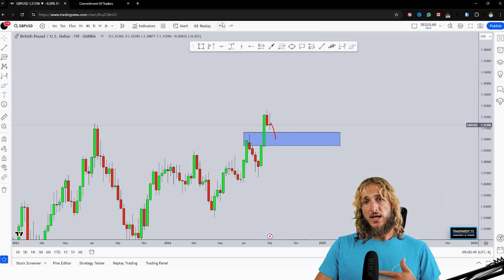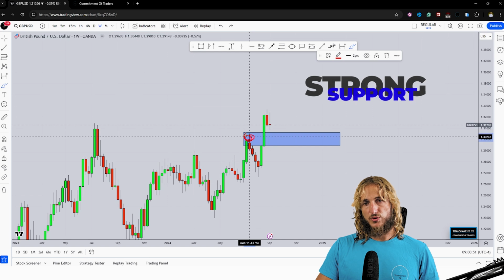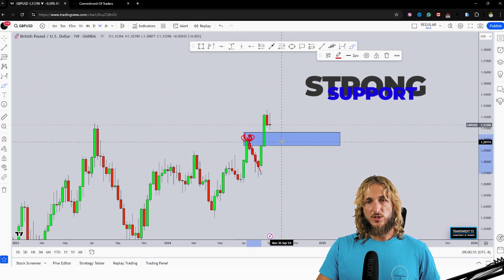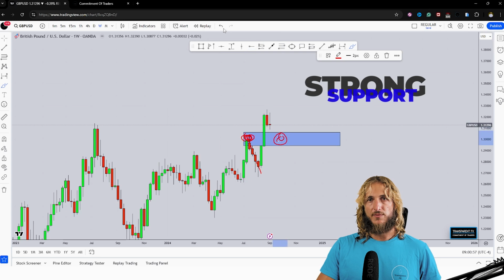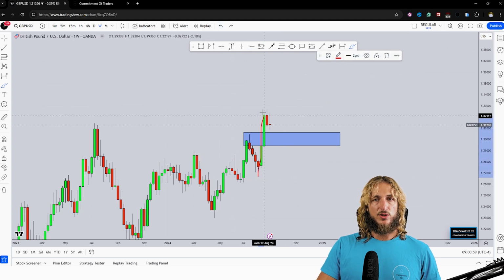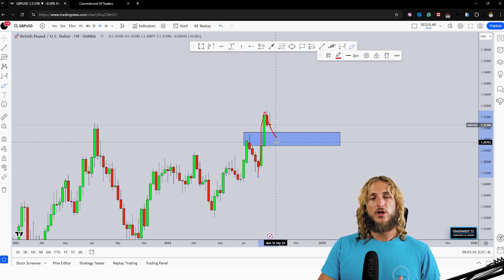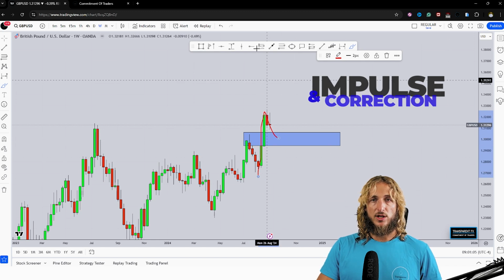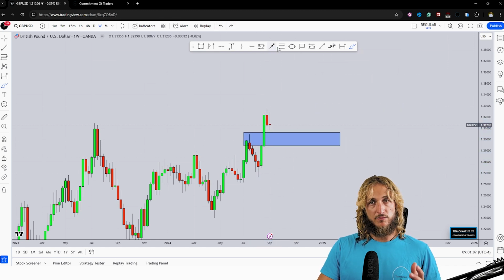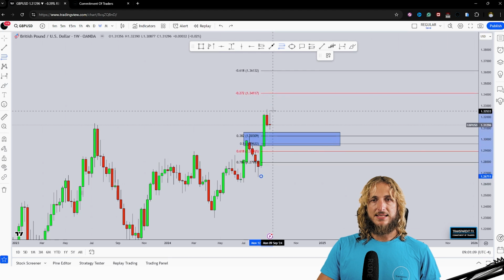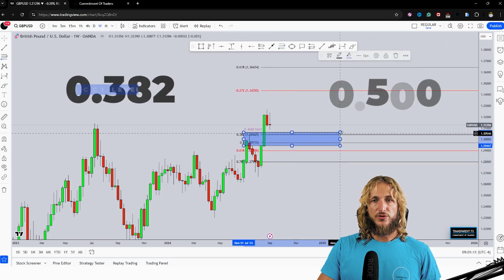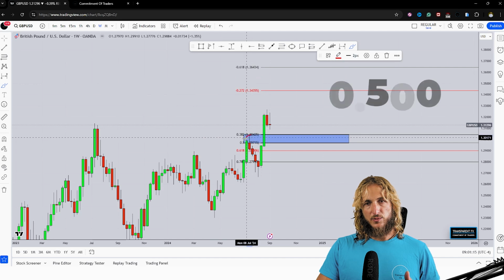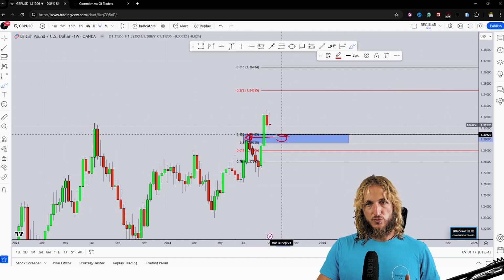Now, in this case, the previous resistance turned support is this level here. This is the previous resistance from which this move to the downside was created, which is now turned support here. Now, since we have an impulse and already the start of a correction, we can also try to measure this correction by taking our Fibonacci from the low to the high of the impulse leg. And if we do that, what we can see is that we have the 0.32 and 50% retracements lining up exactly with this previous resistance turn support area.